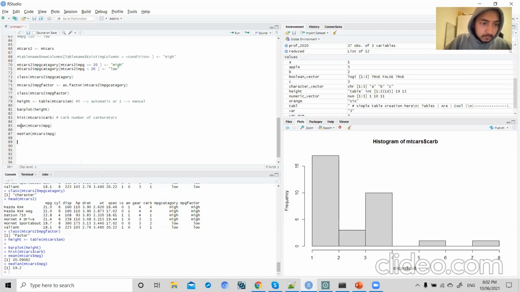So to calculate mean, we can simply use mean, median. Now to sort the column, we have the sort option here.